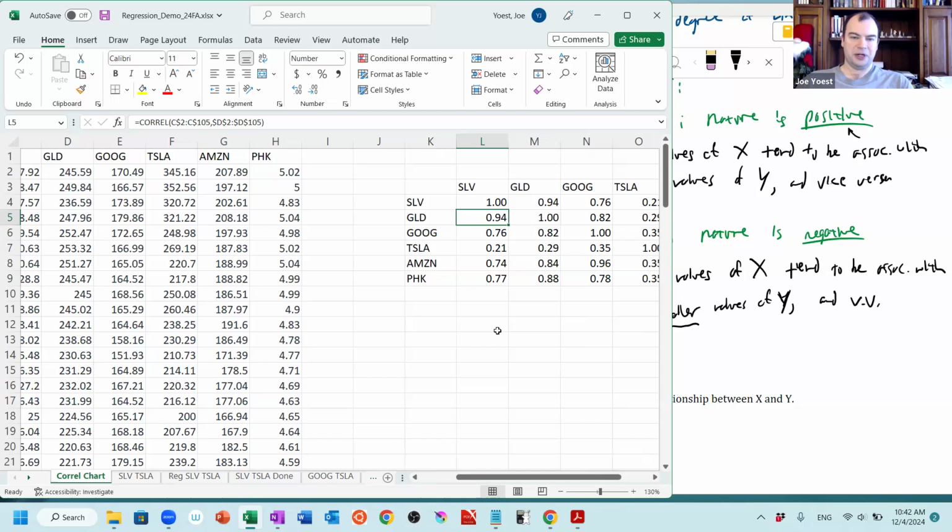If I look at the market today and see the price of silver is higher than usual, let's say, I probably would expect the price of gold to be higher than usual as well, and vice versa. Something like silver versus Tesla, if I see that the price of silver today is high, that doesn't give me much information at all about Tesla, and vice versa, right? I think we can just naturally understand those two are less related.